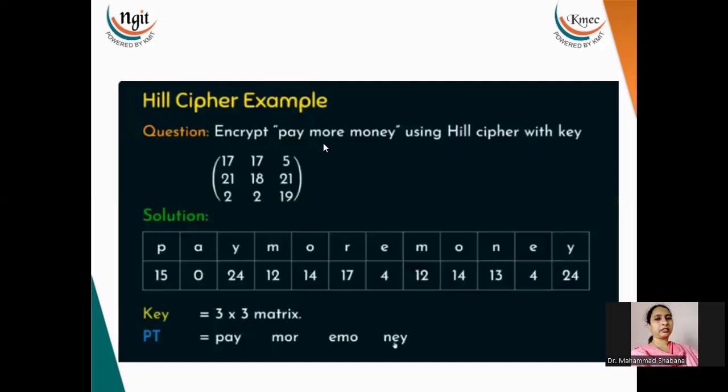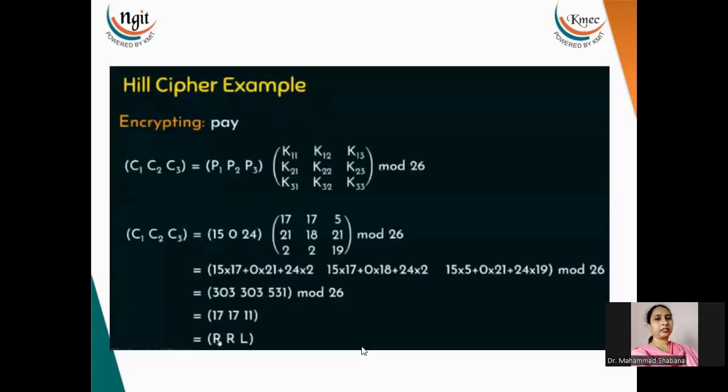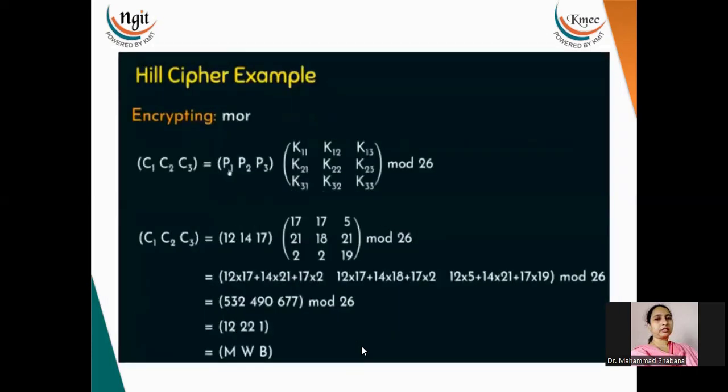Let us take one more encryption term, P2, MOR. So we are taking PAY now, then MOR, then EMO, then NEY. Like this, we are dividing our plain text into blocks. Let us discuss MOR. We are taking the M value 12, O value 14, R value 17, their corresponding numbers, with this key matrix.